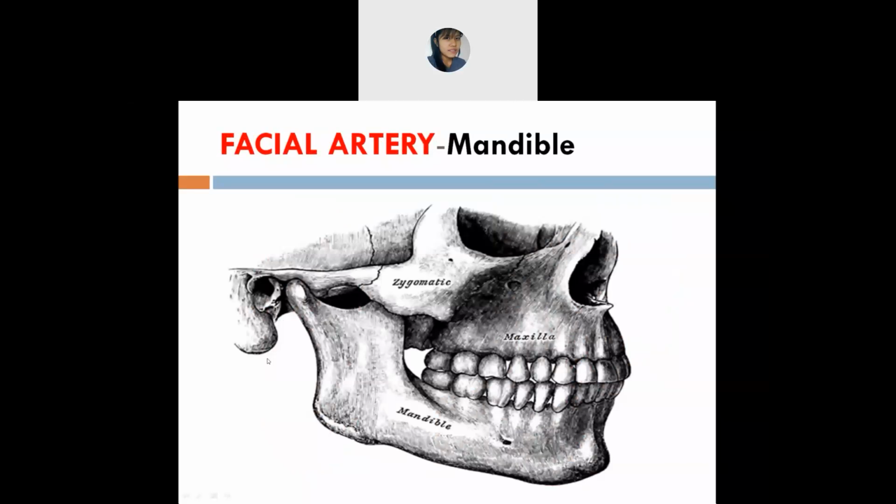Okay, Melvina, can you tell me the facial artery, where does it supply? Facial artery, ma'am, supplies over the mandible and jaw. Okay, so this is a facial artery. This is a mandible, and this is over the jaw, here. And here you will be able to feel your pulse also, right here, downside. Okay, that is the carotid artery.